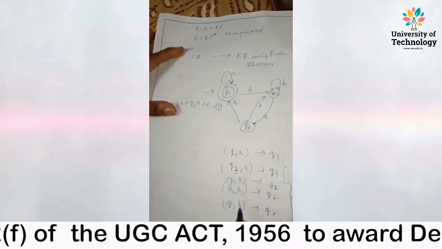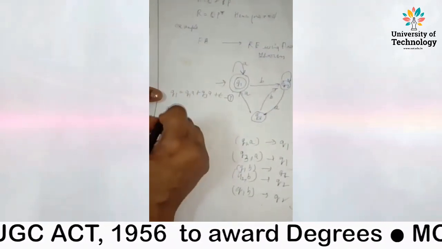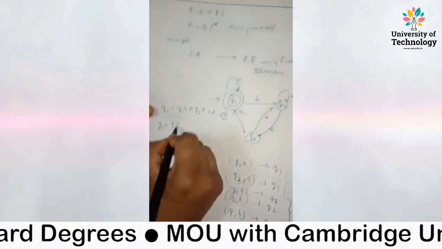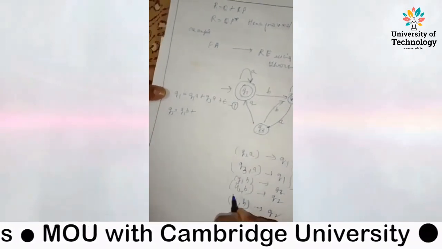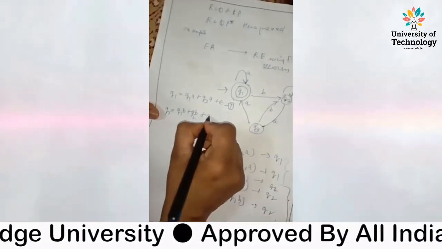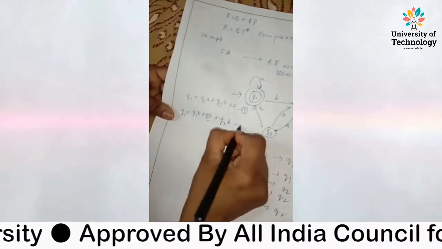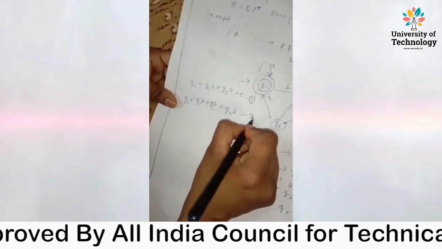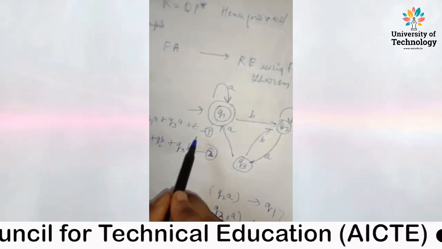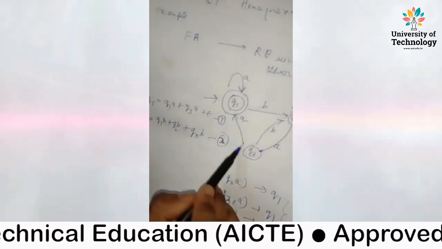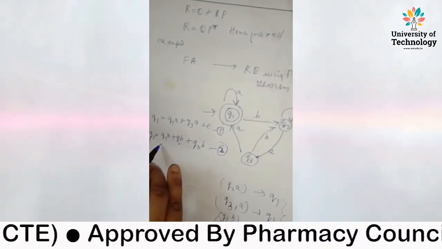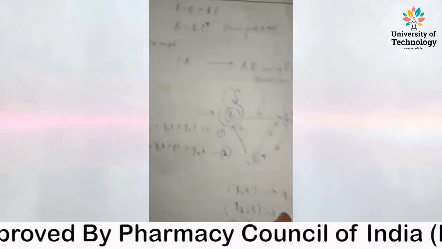Now we are going to form an equation with these three ways. So Q2 is equivalent to Q1B plus Q2B plus Q3B. Mark it as equation number 2. Now the question arises: why are we not putting an epsilon over here? We are not putting epsilon over here because Q2 is not the initial state, so we are not going to write epsilon. Are these two lines clear to you? Any confusion? No? So let's move further.